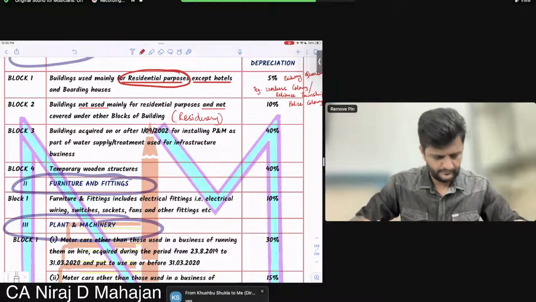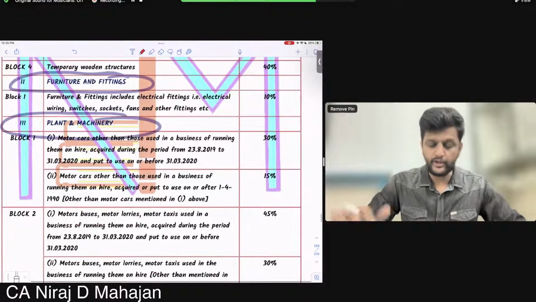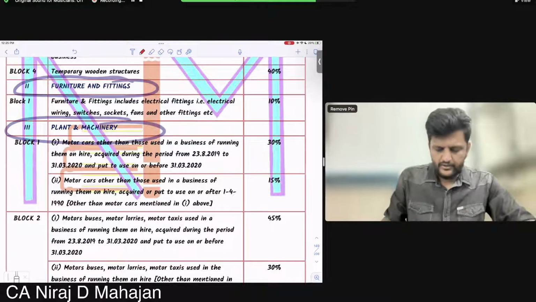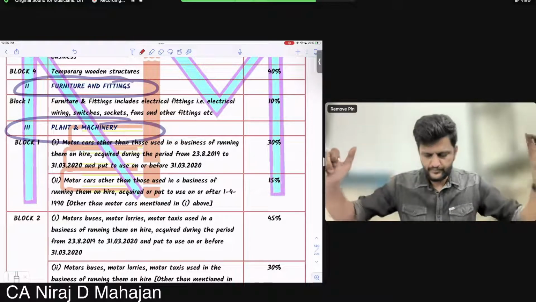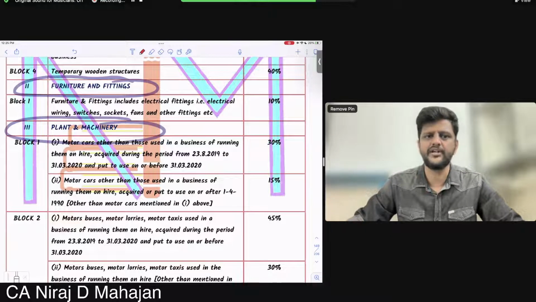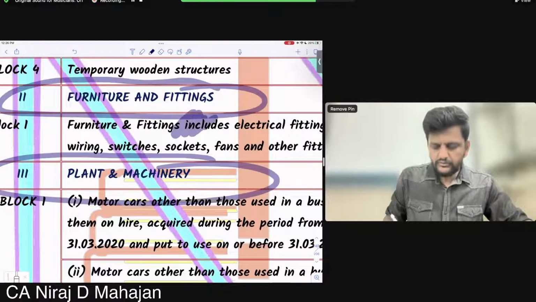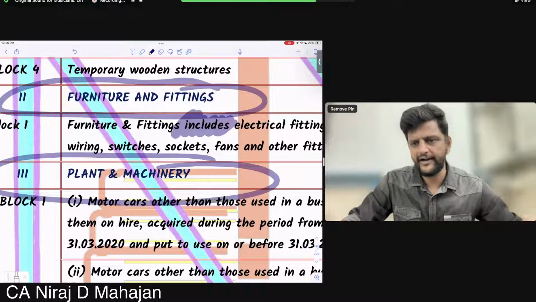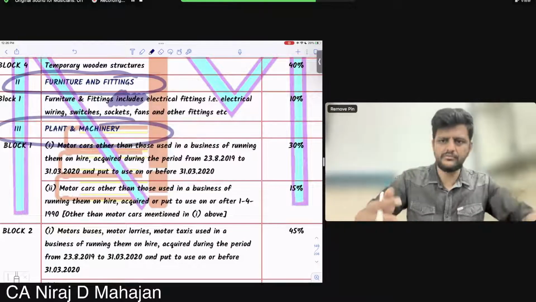Chalega? Fine. Furniture and fittings, next block. Okay. Furniture and fittings includes electrical fittings, fan, tube lights and all of that. Bulbs, wiring, those patti, you know, no? Electrical wiring, switches, sockets, fans, and other fittings can be considered as furniture and fittings. But obviously the word used is fittings, includes. Okay. Again, case law to case law, there can be a fight about this. Okay. Fine till here? Simple. The most important is this one.